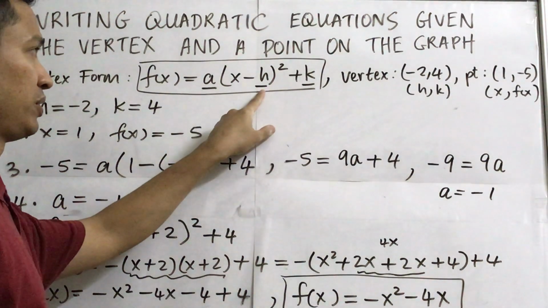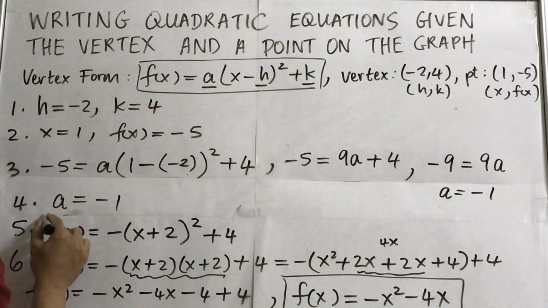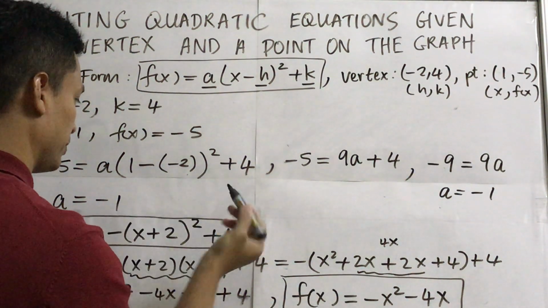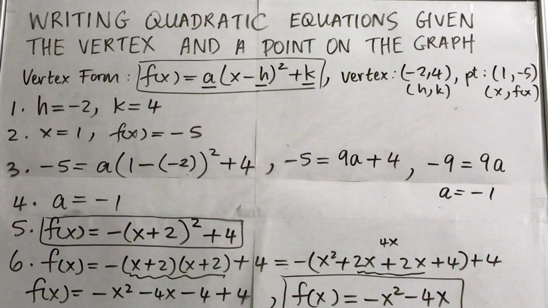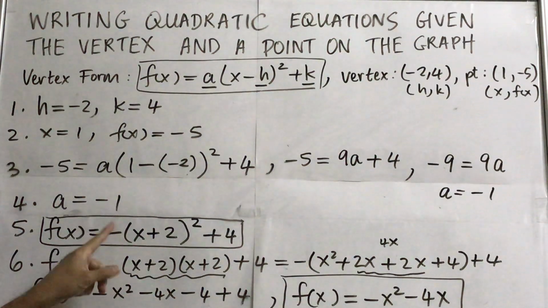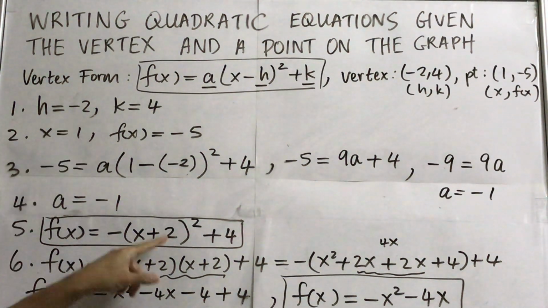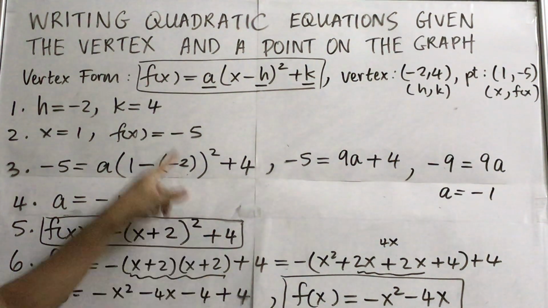We leave the h and the k there, because that is your vertex. Now your function should always end up with the f of x intact, as well as your x. This is your a, which is -1, the 1 is invisible. This is your h, which is -2, it's always the opposite sign, and this is your k, which follows the sign, positive.